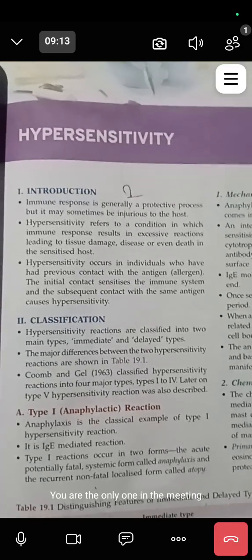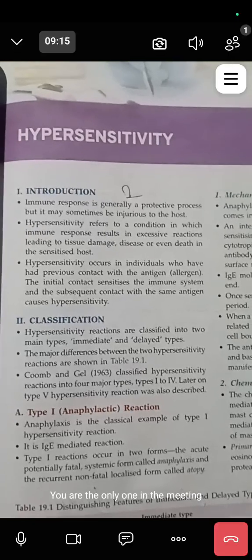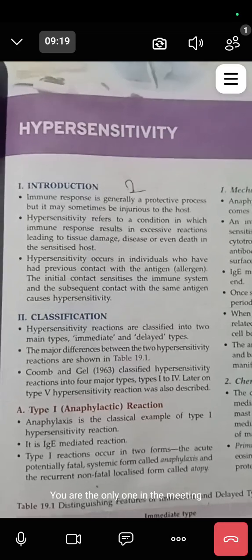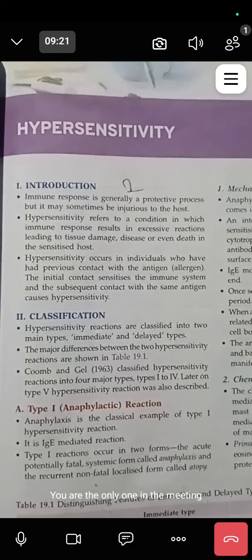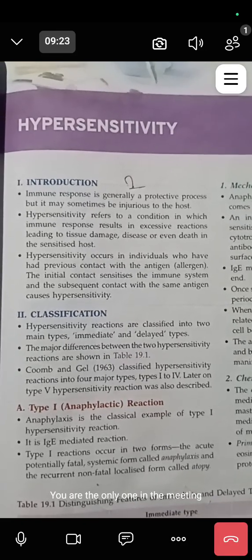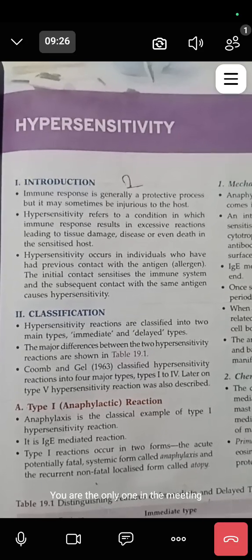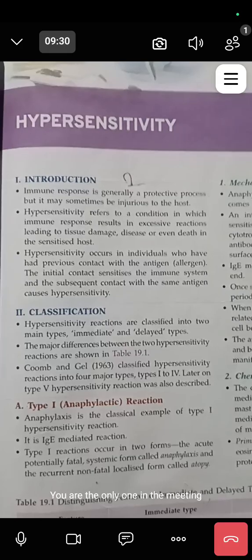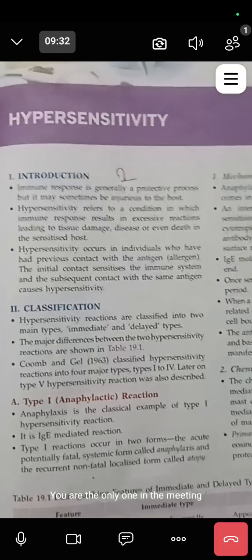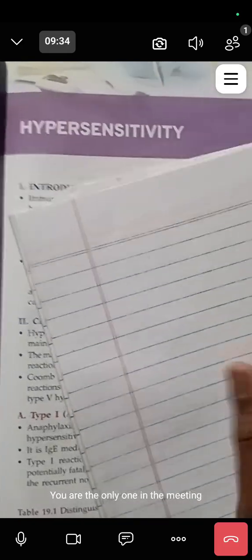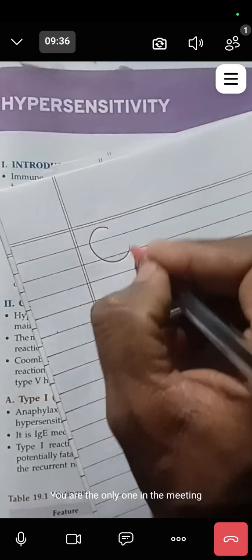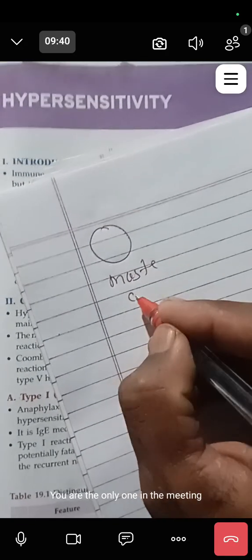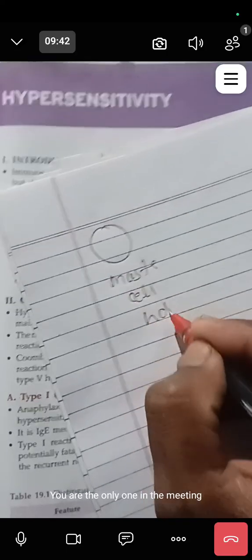Hypersensitivity is induced by a previous contact with antigens or allergens, and then a subsequent contact with the same antigen in a sensitized immune system will cause hypersensitivity. Examples are the host cells or mast cells. This is a mast cell, or host cell.